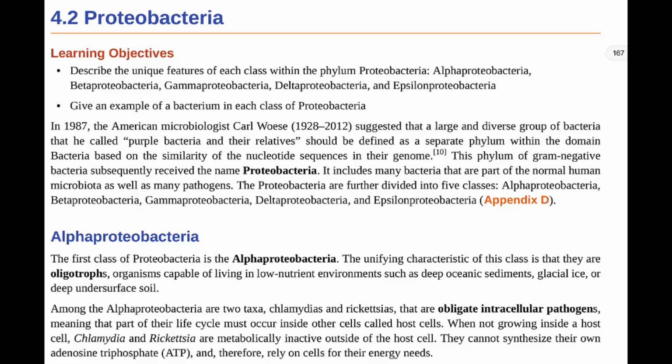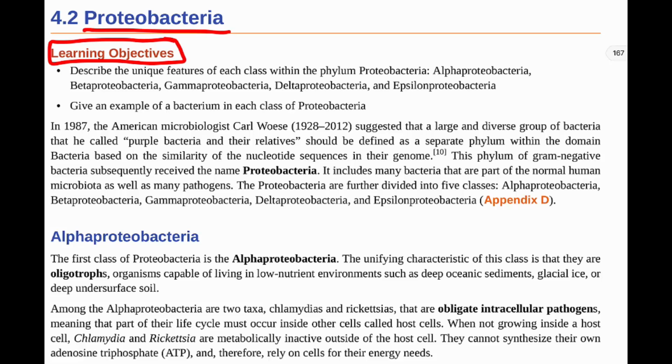All right, so now we're going to take a look at these different classifications of bacteria. So first we're going to start with our Proteobacteria. And I want to point out that these learning objectives are very helpful in this case. They break down the information that we're going to take a look at and can help you keep things organized as we move from section to section.